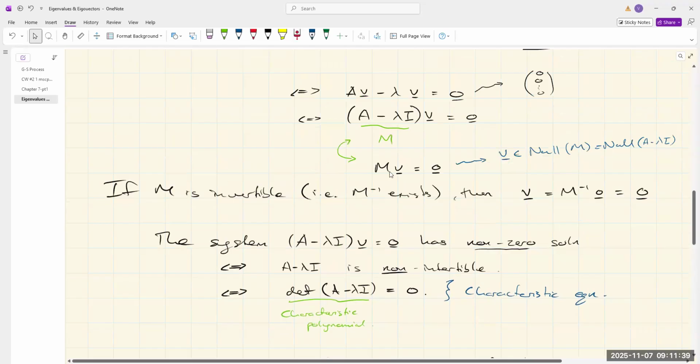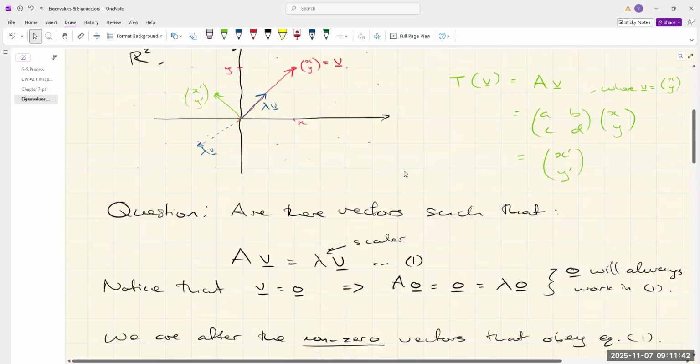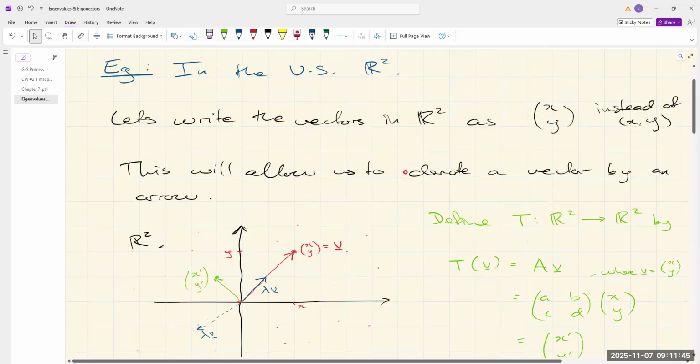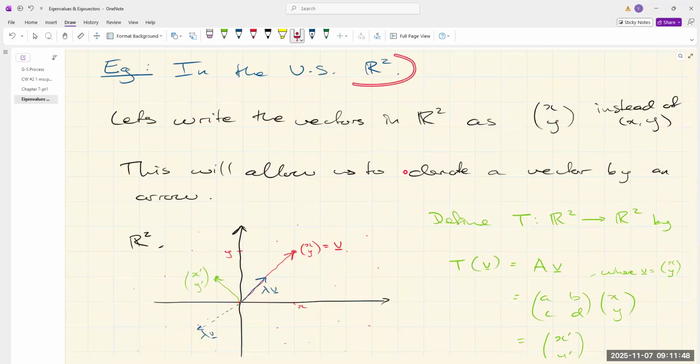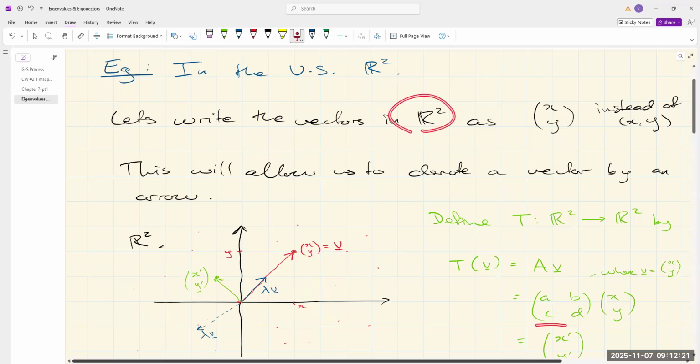So what have we done? Let's just do a quick recap. We started with the motivation of the example in R squared, where we were looking at vectors as arrows. To each point, there's a vector. And I defined a linear transformation from the space into itself by simply taking that vector and multiplying it on the left by a matrix. In this case, since we are in R squared, the matrix will be 2 by 2.